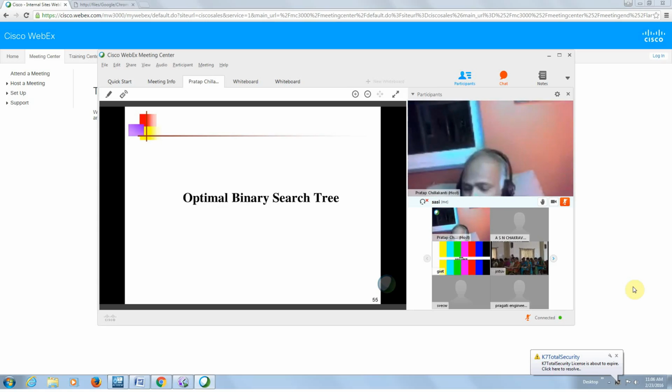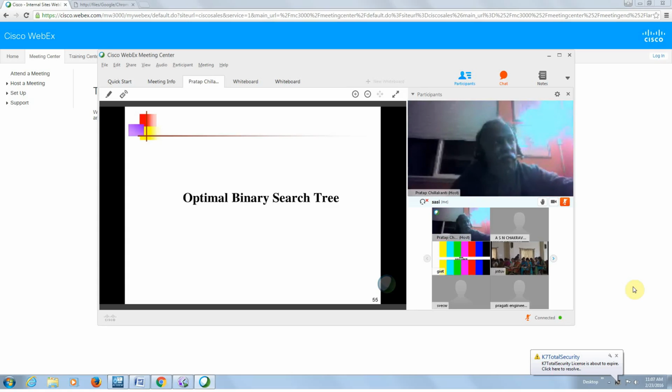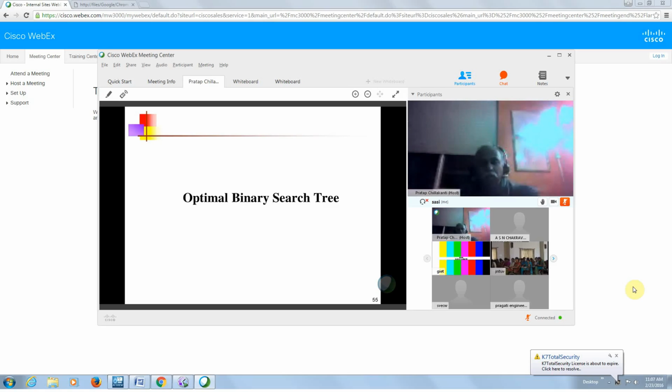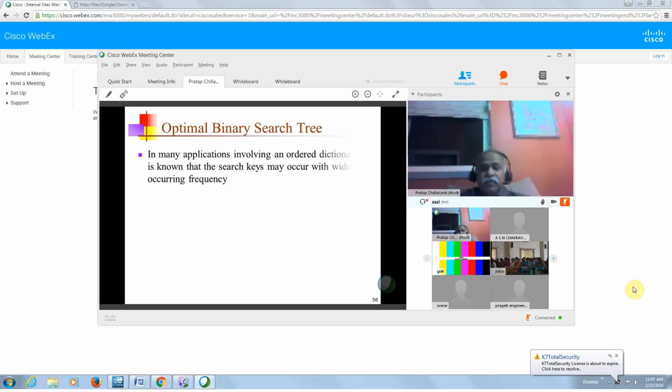Optimal binary search tree. This is for today. If you finish early, you can go home early, right? But we'll see. Remains to be seen.